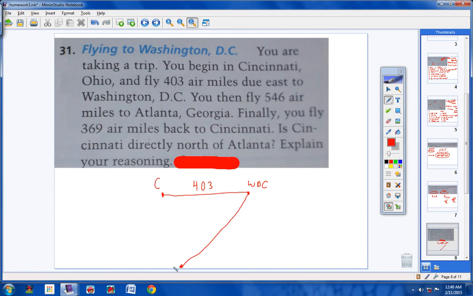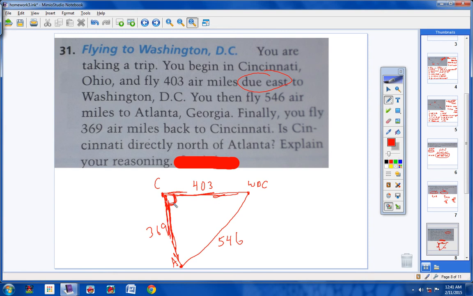So there's Atlanta right there, and I flew 546 air miles to Atlanta, and then from Atlanta I flew back to Cincinnati. So I went up to here, and that was 369 miles. Now, here's their question. Is Cincinnati directly north of Atlanta? Well, if it is, think about it. If Cincinnati is directly north of Atlanta, then I have what angle here? A right angle. Because think about it. This is due east right here. It said that right here. Due east. And if Atlanta is due south of Cincinnati, then I must have a right angle here.